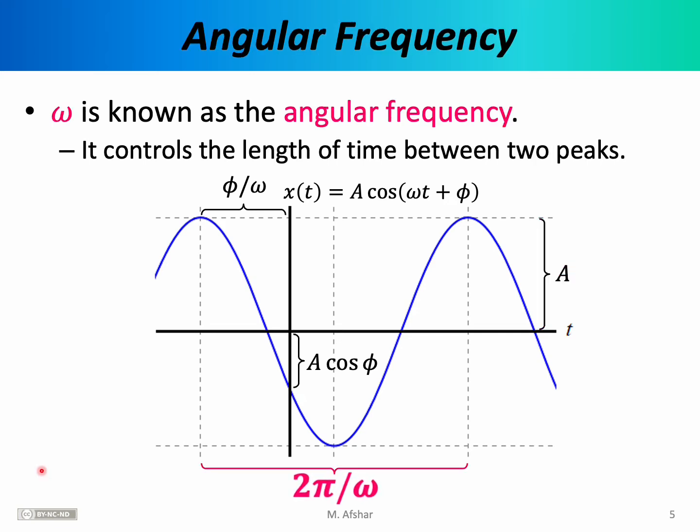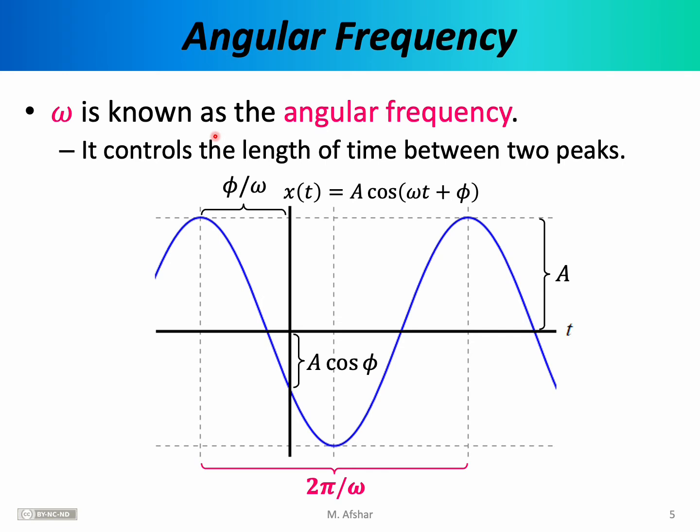The second parameter that's important to us is omega. Omega is known as the angular frequency of the oscillations. Omega controls the length of time between two peaks. So given a graph that describes the oscillations, position versus time, if you're interested in the length of time that passes between one peak and the next peak, you would need to know what omega is.